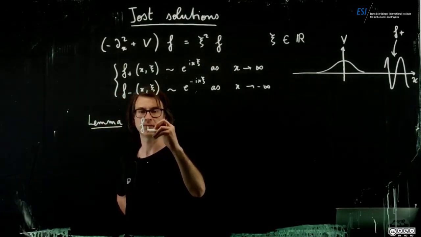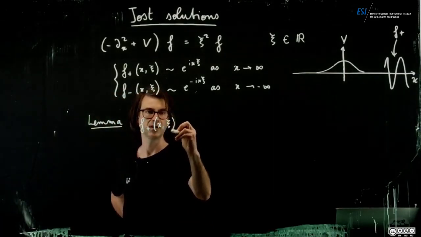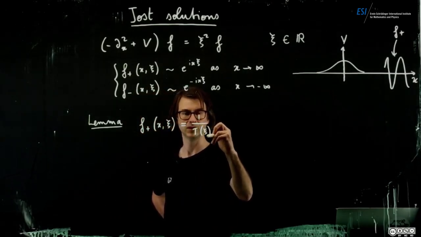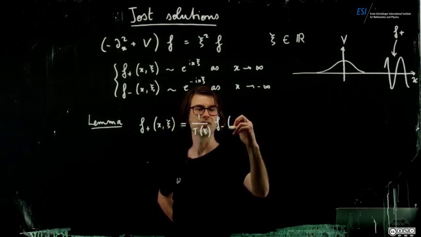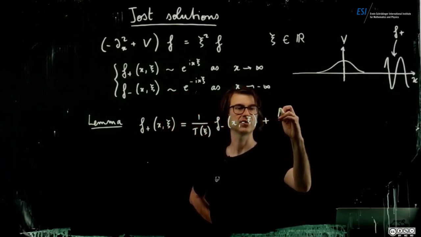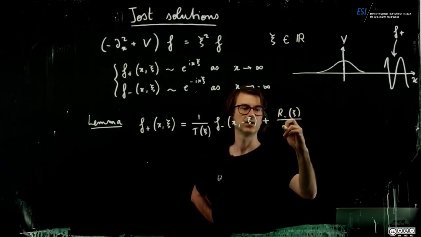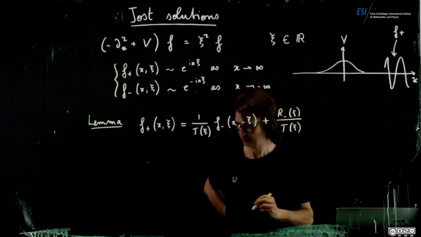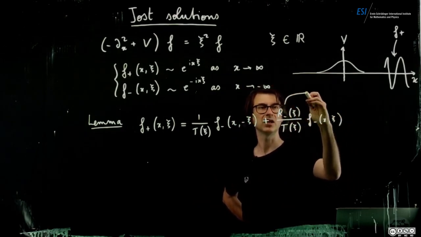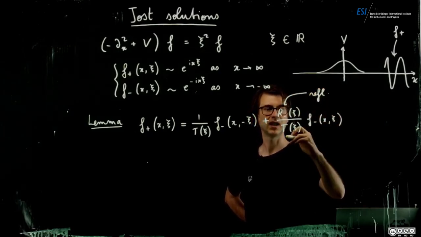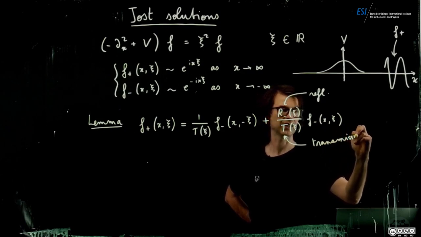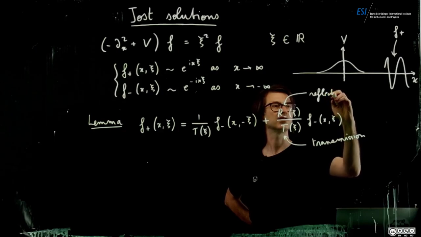I'm going to write the lemma and then explain. f plus of x, xi is 1 over T of xi times f minus of x, minus xi, plus R minus of xi divided by T of xi times f minus of x, xi. This R is known as the reflection coefficient, and this T is known as the transmission coefficient. I will explain shortly what this terminology is about.